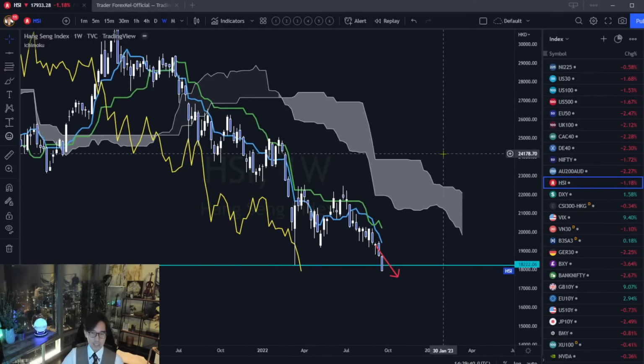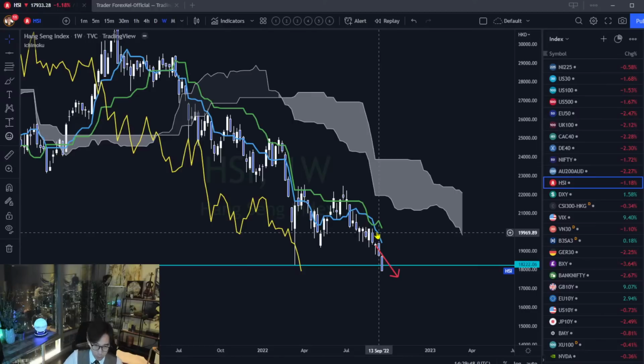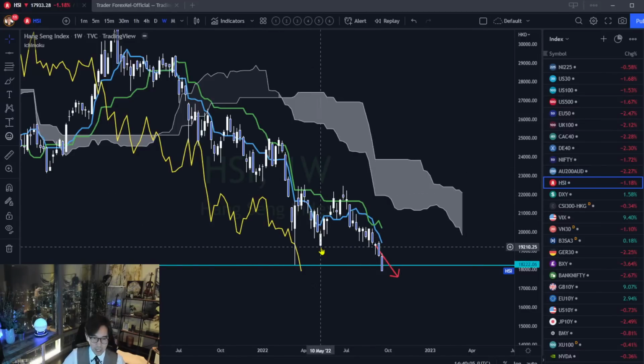Okay, lastly, Hang Seng Index. As I have been saying, this is bearish because Kumo is down, Kijun-sen and Tenkan-sen are down, and there was a Tenkan Kijun dead cross. Two weeks back, I said that there was a Tenkan Kijun dead cross below Kumo, which is the sign of continuous downtrend. Also, double top and the neckline was broken. So now this is bearish.